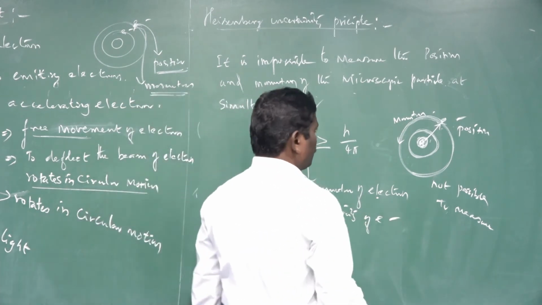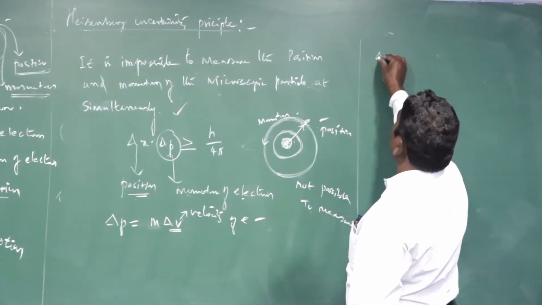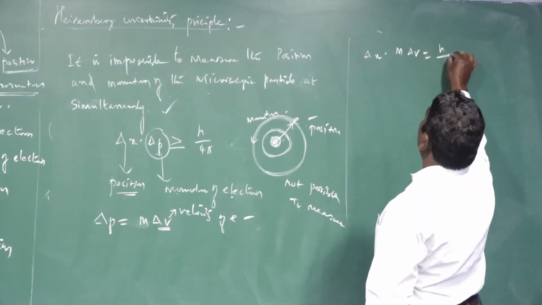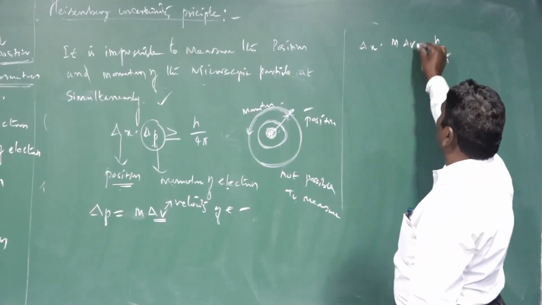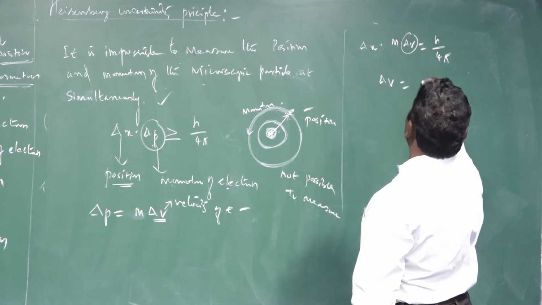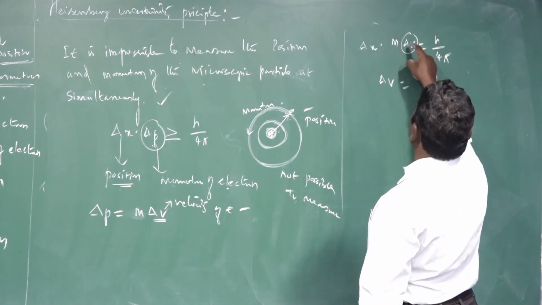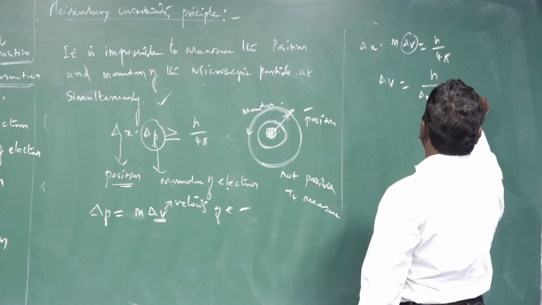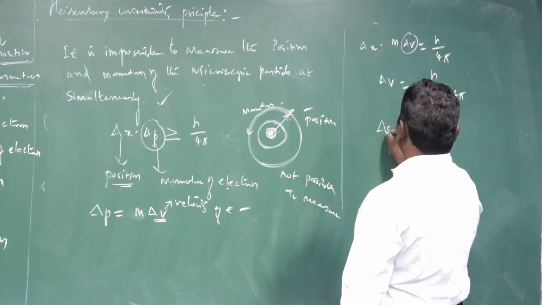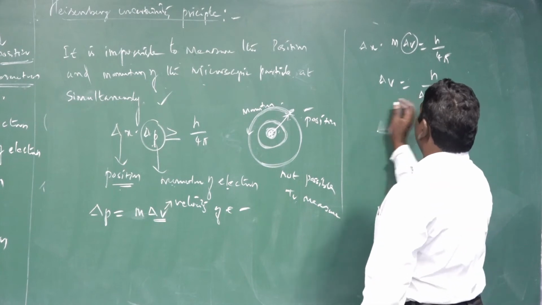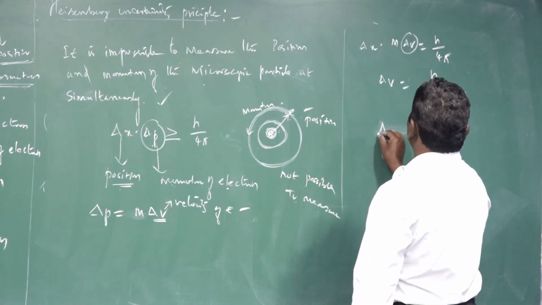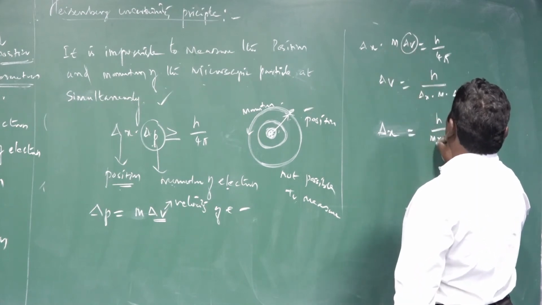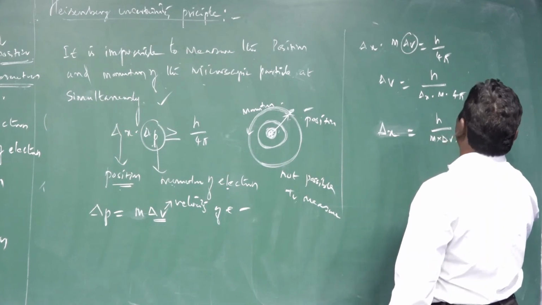Now you relate this concept. Here, Δx into mΔv is equal to h by 4π. Suppose we want to calculate velocity. Now velocity is equal to h divided by Δx into m into 4π. Suppose you want to calculate position: Δx is equal to h divided by m into Δv into 4π.